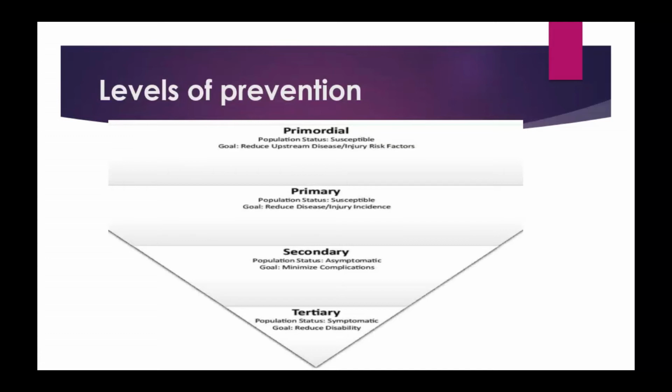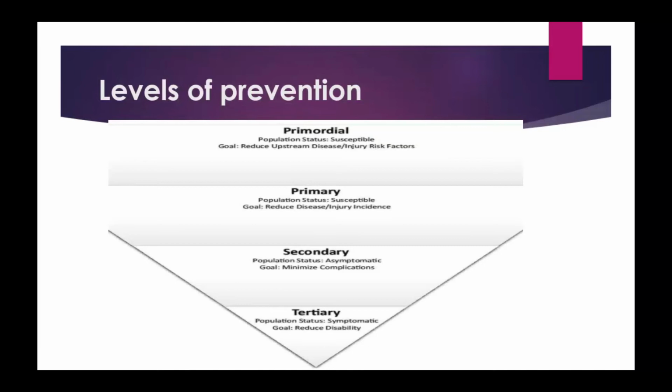There are four types of prevention. First is primordial prevention. Primordial prevention refers to avoiding the development of risk factors in the first place. It is defined as preventing the risk factors. It categorizes the population who are healthy at present but can develop the risk factor in future.